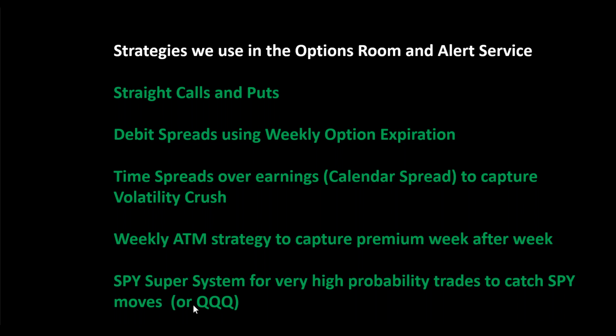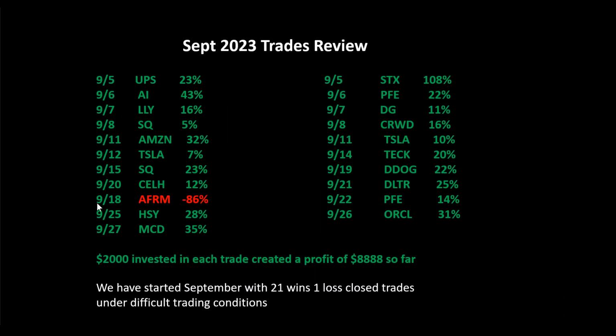And then we have the SPY super system, and these are for very high probability trades that we talked about. I'll show you some of those and how we use them, by using the ability to identify when the institutions are in the trade and when the market internals are in our favor. So this is what you would see when you've got some trades coming through.